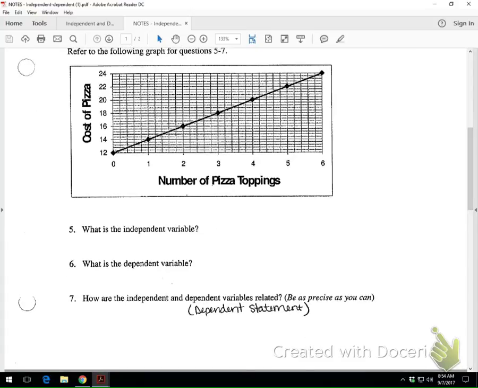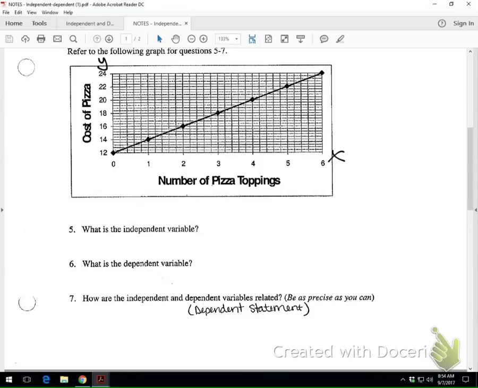Okay, so it says refer to the following graph for questions 5, 6, and 7. Alright, so we have a graph, and we have it labeled. Obviously, this is your y-axis, right? Going up and down. So this is y right here. So that means this is x going side to side, right? Okay. Hasn't changed since like 4th grade, right?